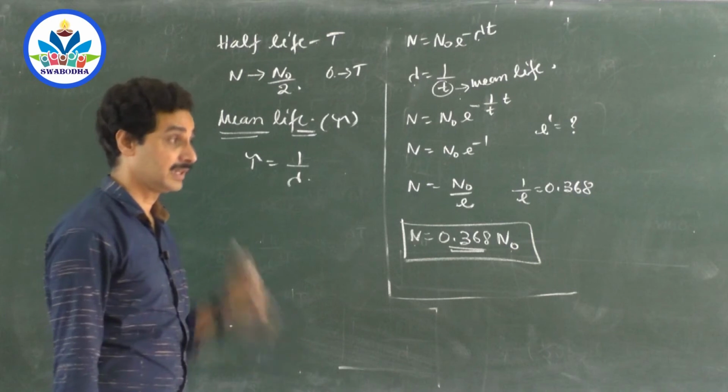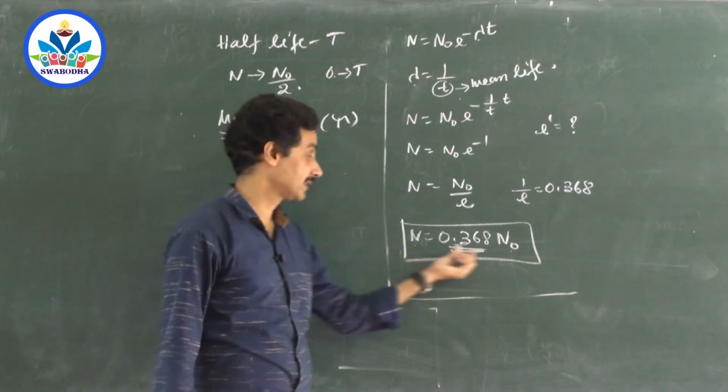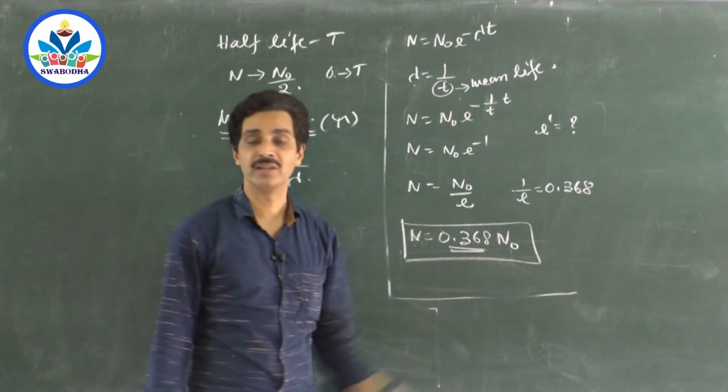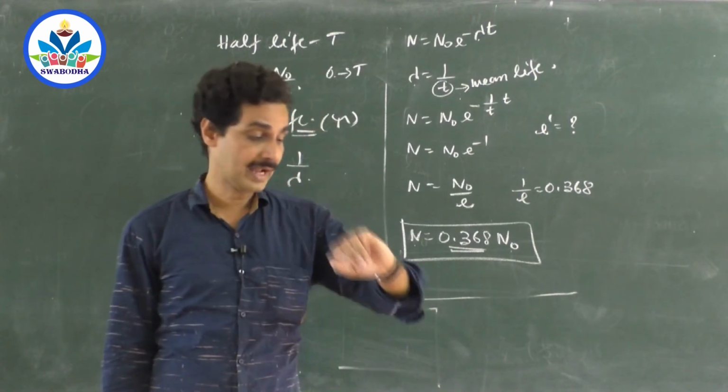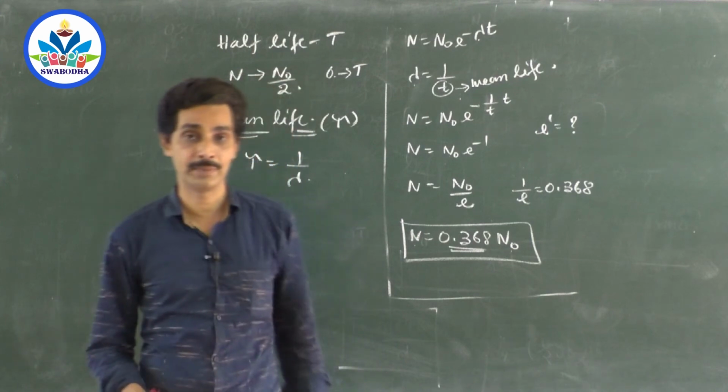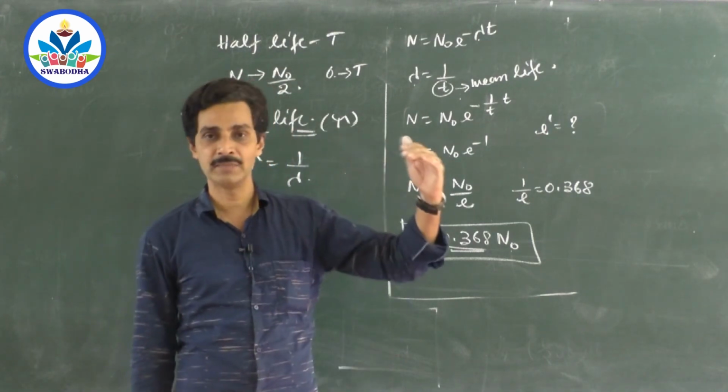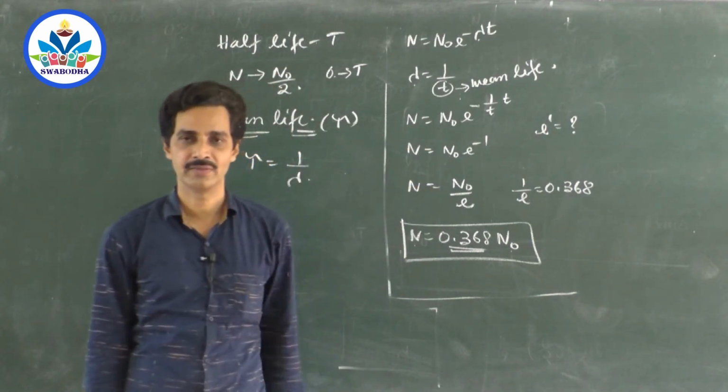Is the time in which the number of atoms in the sample reduces to 36.8% of the maximum value. Very simple. So the mean life is the time in which the number of atoms in the sample decreases from maximum to 36.8% of the maximum value.